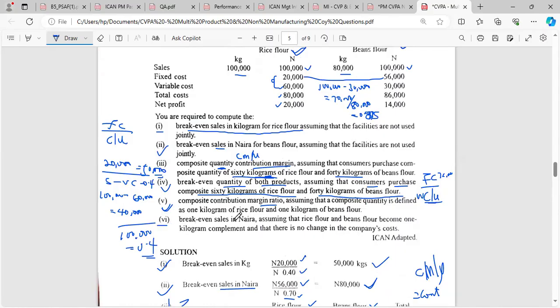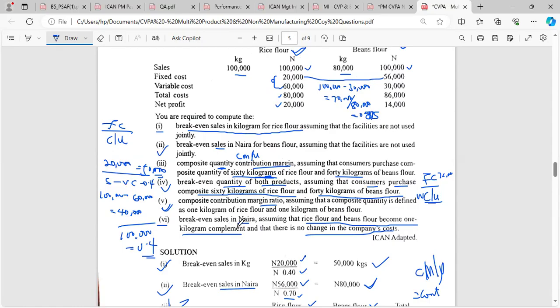VI: break even in Naira, assuming that rice flour and beans flour become 1 kilogram complement, that there is no change in the company's cost. It's grammar. Yes, it's grammar. And the only way you can understand this grammar is when you keep solving questions. If you have never solved this kind of question before, there is no rocket science. You will not be able to solve it, because first of all, the grammar is not even clear.